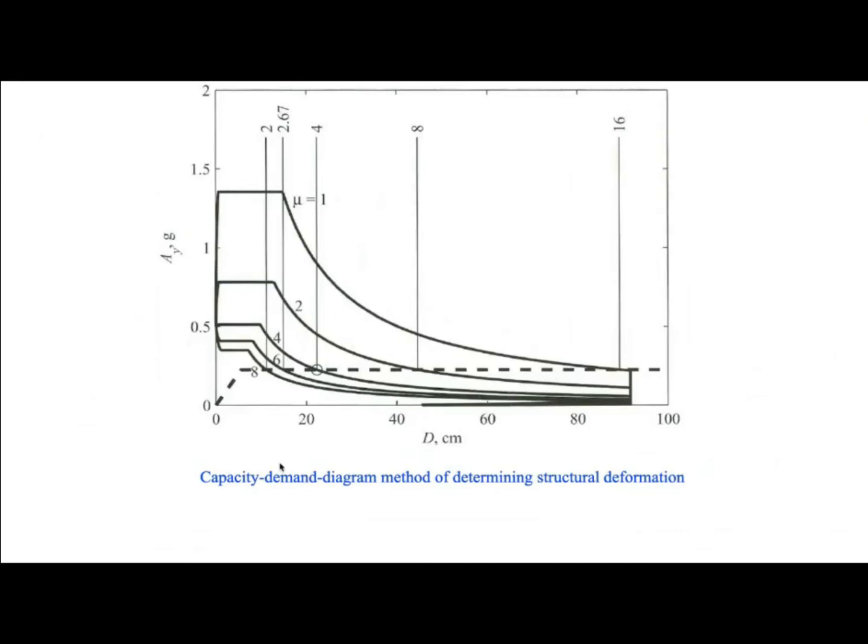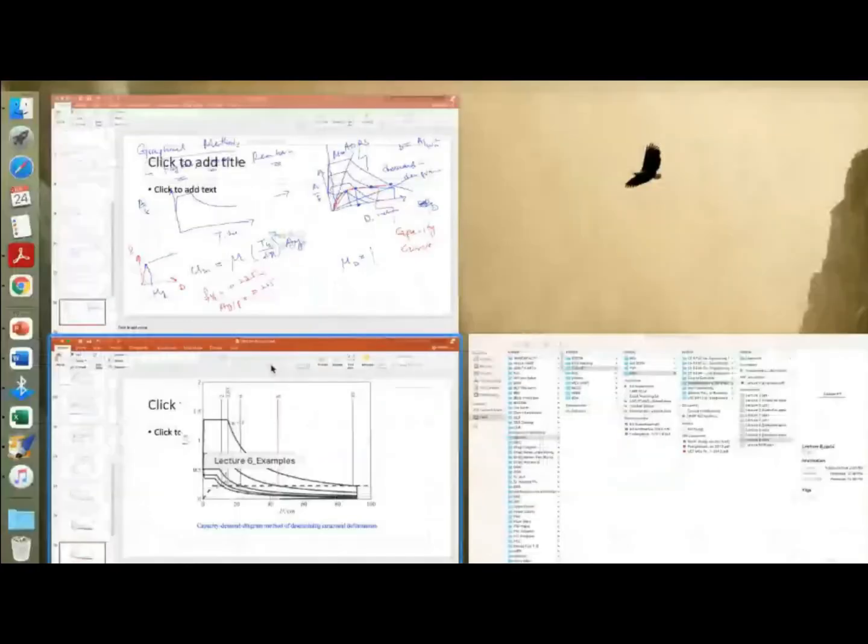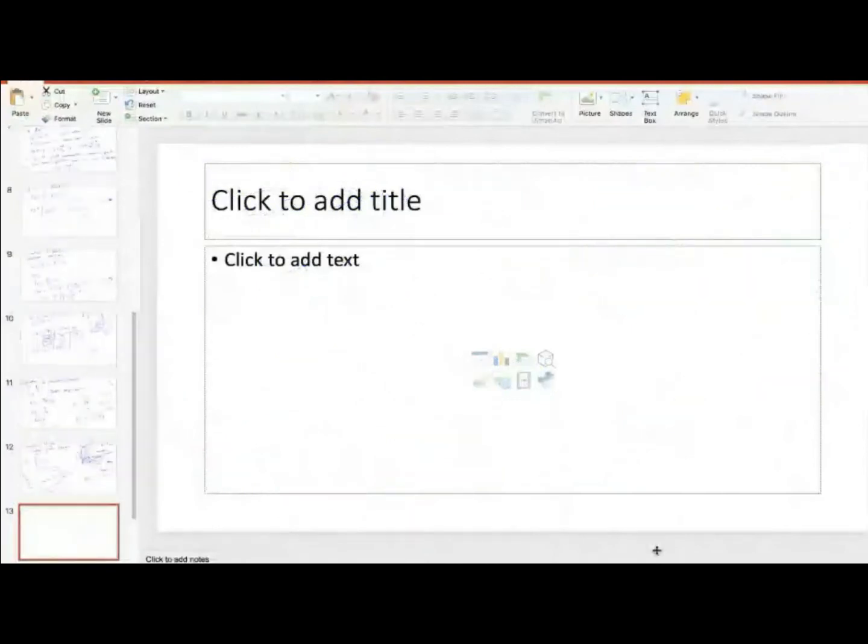Okay, now let's talk about the inelastic deformation ratio. These two procedures are quite useful and practical applications, but there is another useful way of representing the peak deformation demand on the system, and that is through the inelastic.